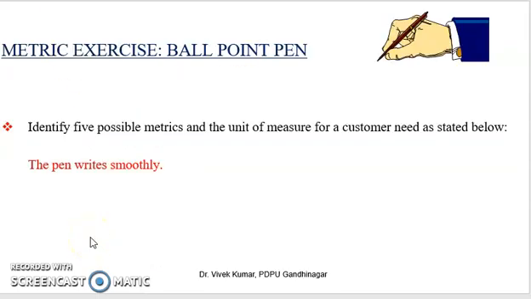So far we have completed the benchmarking and established the product specification for the front suspension fork of a mountain bike. Now there is one exercise you need to perform: benchmarking and establishing product specification for a ballpoint pen. First you need to identify 5 possible metrics and their values for the customer need, that is, the pen should write smoothly. After that you have to perform the complete benchmarking and establish product specification as discussed earlier.